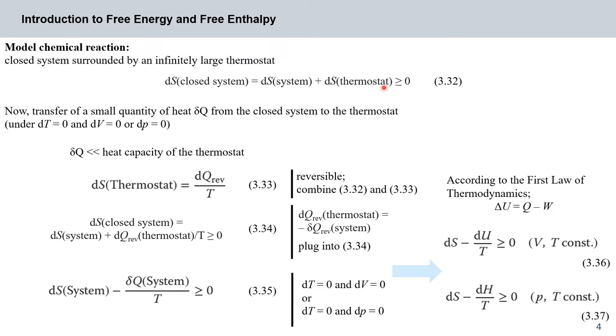And we know this must be larger or equal to zero, and we can show that here in equation 3.32. Now let's assume in addition that the entropy change is due to a change of state in which a small quantity delta Q is transferred from the closed system to a thermostat.